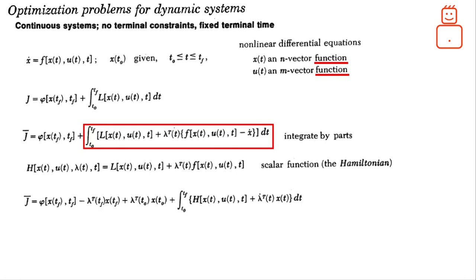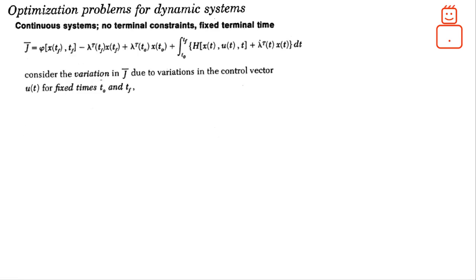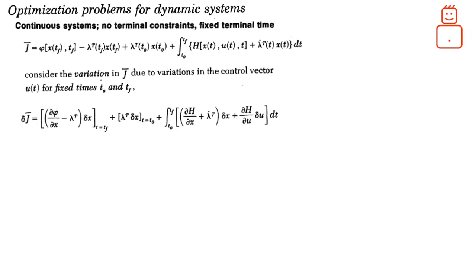Now we can consider this final form of the function J bar, where we can assume variations in the J bar due to variations in the control vector function u of t for fixed times t sub 0 and t sub f. This variation in J bar can be written as shown. It would be tedious to determine the variations delta x of t produced by a given delta u of t, so we simply can choose the multiplier function lambda of t such that the coefficients of delta x in this function vanish. Thus, we can assume the following expression for lambda dot.